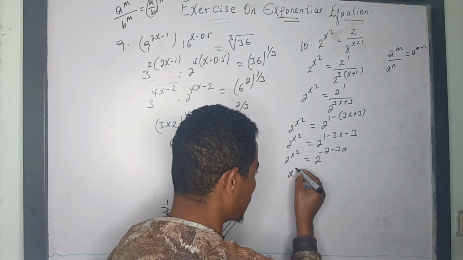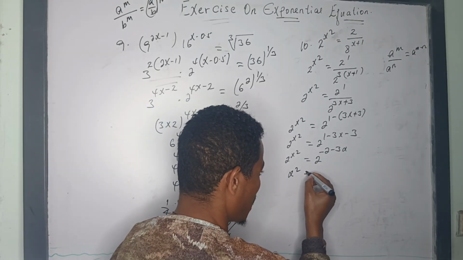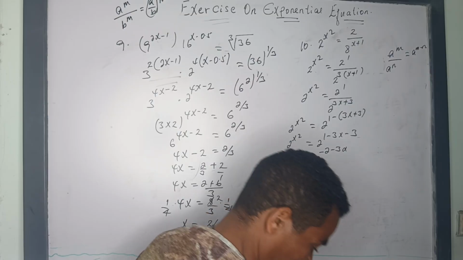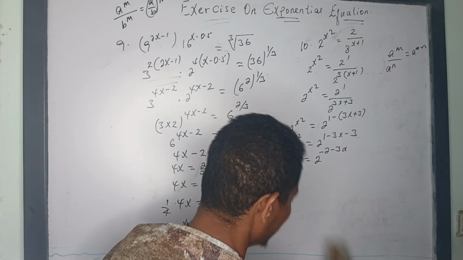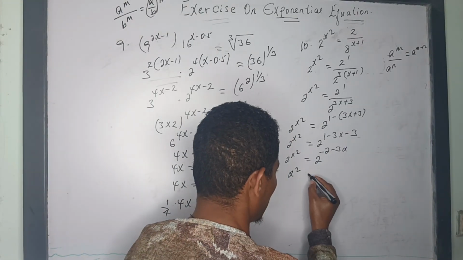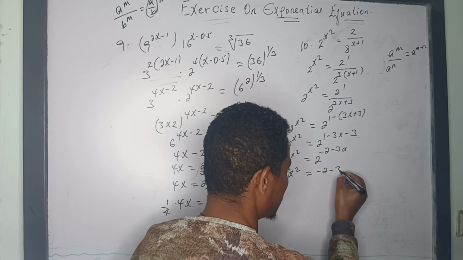That is x squared minus plus 2, that is x squared is equal to, okay? X squared is equal to minus 2 minus 3x.